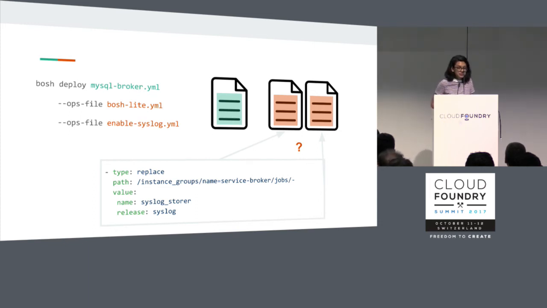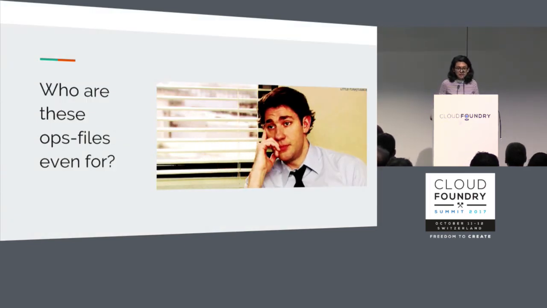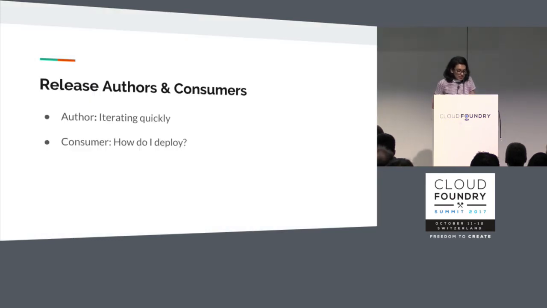Basically, this is a question which then leads me to ask another question. Who are these ops files even for, right? As a Bosch author and a Bosch consumer, we have separate concerns. The Bosch author wants to iterate as quickly as possible. So put it in the Bosch Lite YAML file, let's get going, so I can just deploy, and I know I'm just going to need store.